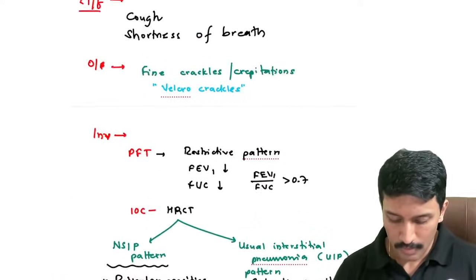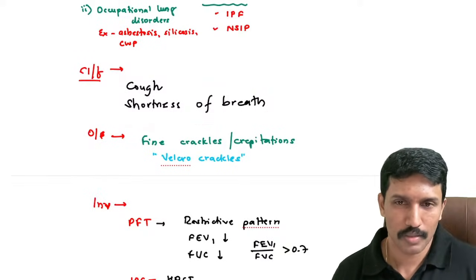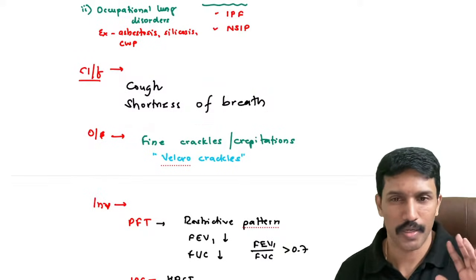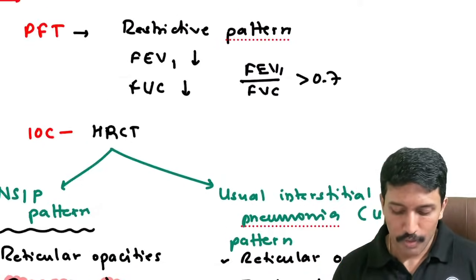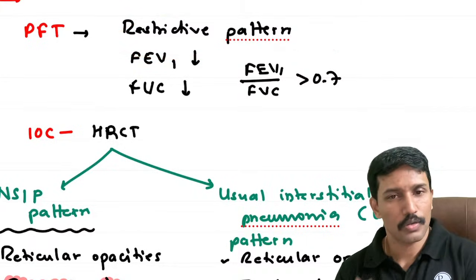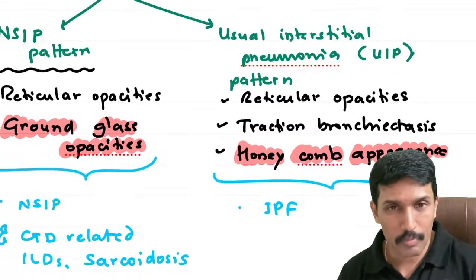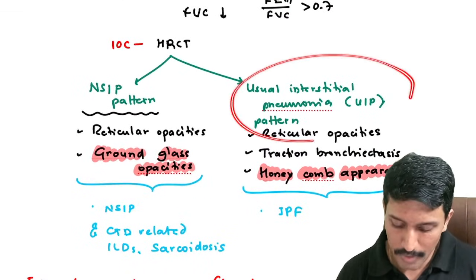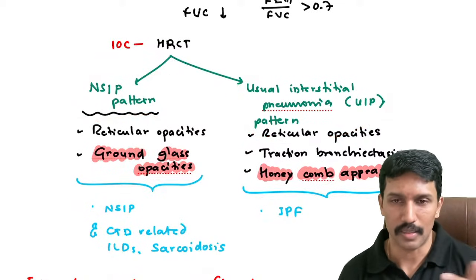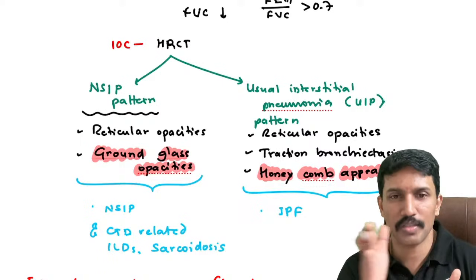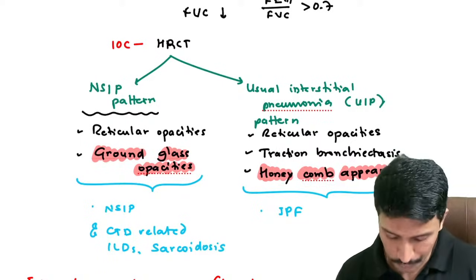After that, you can replicate the same symptoms for all respiratory disorders: cough and shortness of breath. Only auscultation findings will change. COPD and asthma, you had wheeze. Here you will have crackles. PFT, you know, restrictive pattern, because this is a restrictive disorder, so write that. Only thing you want to elaborate is the HRCT findings, the UIP pattern for IPF and NSIP pattern for NSIP and other ILDs. NSIP means ground glass opacities, UIP means honeycomb changes. These are the key points that you need to remember.